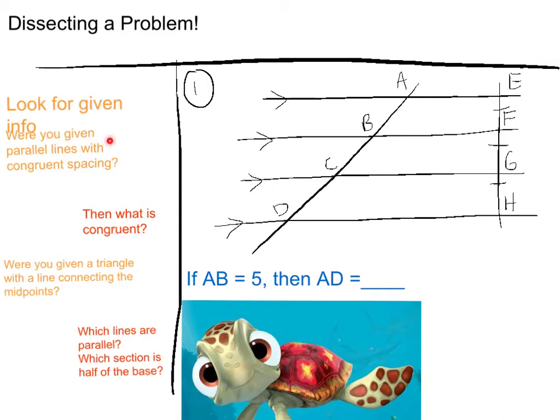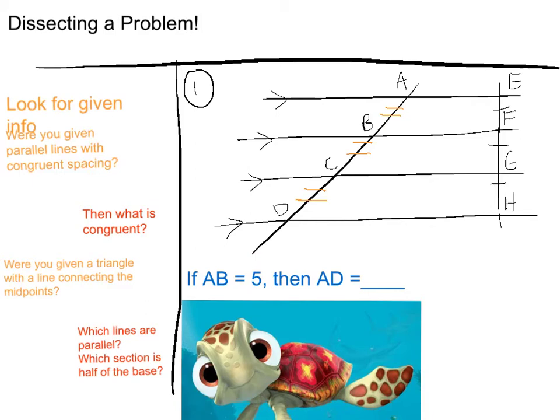Okay, so I have to ask myself, what was I given? Was I given parallel lines with congruent spacing, or was I given a triangle? Well, for sure I have parallel lines here, 4 sets of them, and they are congruent by the way they're spaced. So what can I say? Well, by that theorem, if those are congruent, then these are congruent. Now right here, it says that AB is 5, so let's label it.